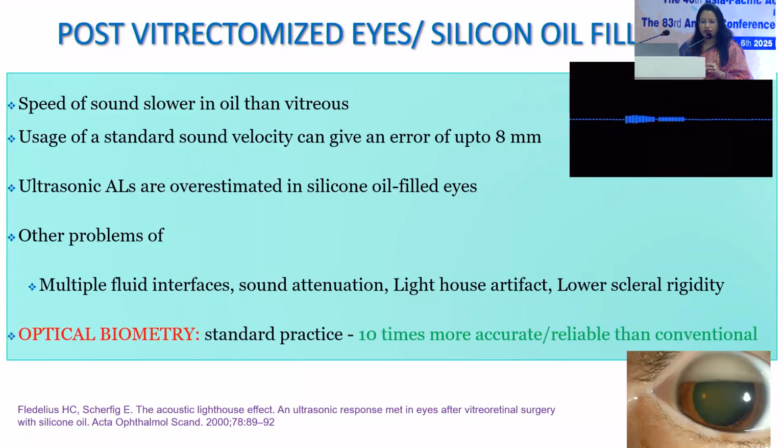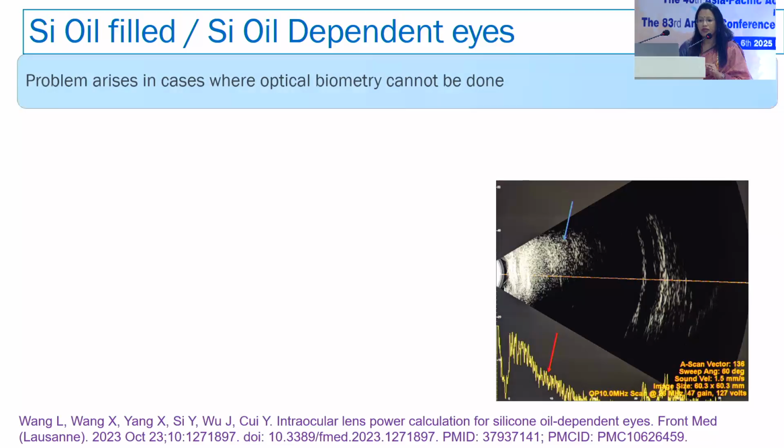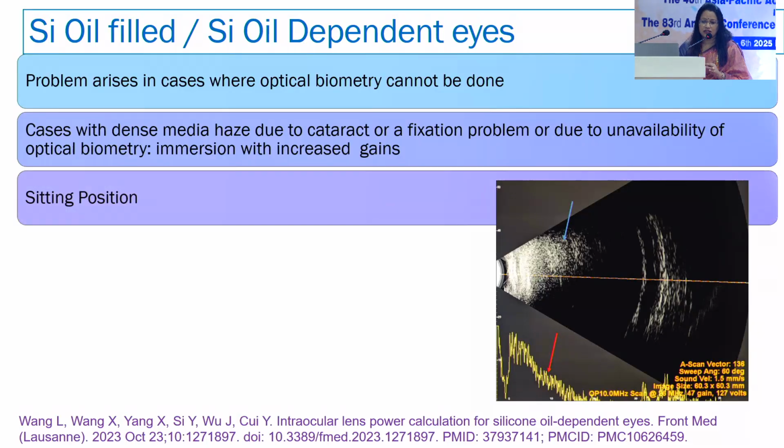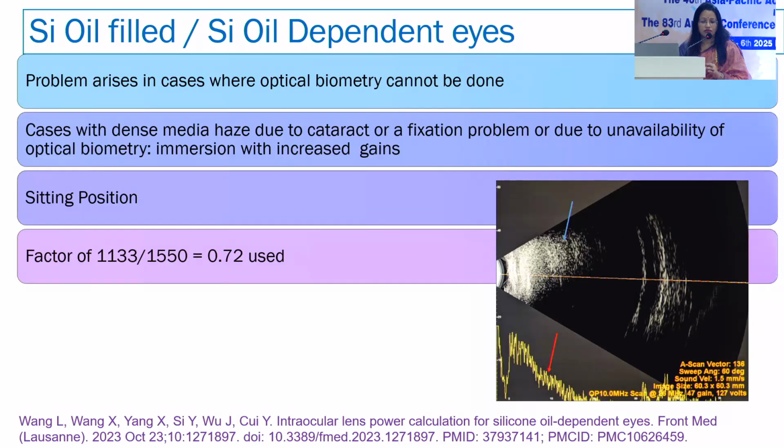So optical biometry should be done in these eyes, and it has been found to be 10 times more accurate than any other conventional method. In these silicone oil filled eyes, the problem arises when optical biometry is not available, and sometimes dense media due to advanced cataract leads to fixation problems, and immersion with increased gain is the answer. Another important point is you should make the patient sit, because once the patient lies down, the silicone oil interface changes, and that can cause variable readings of axial length.